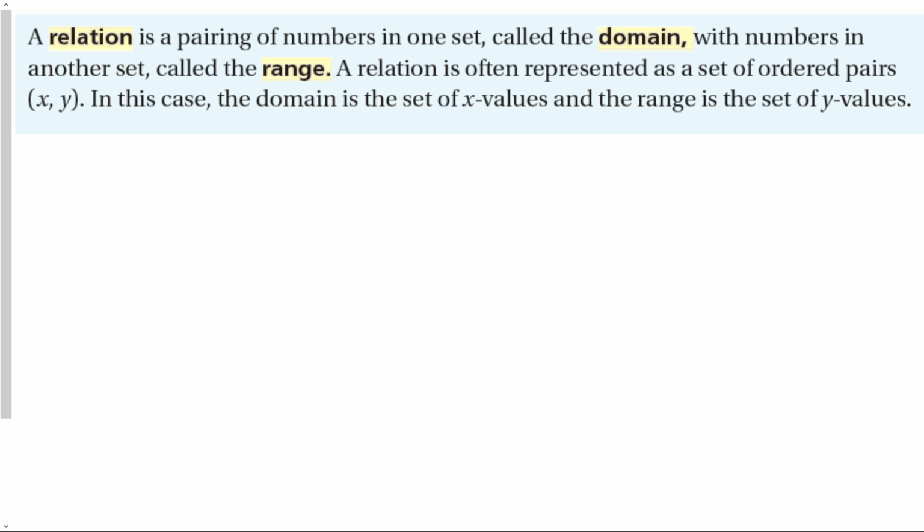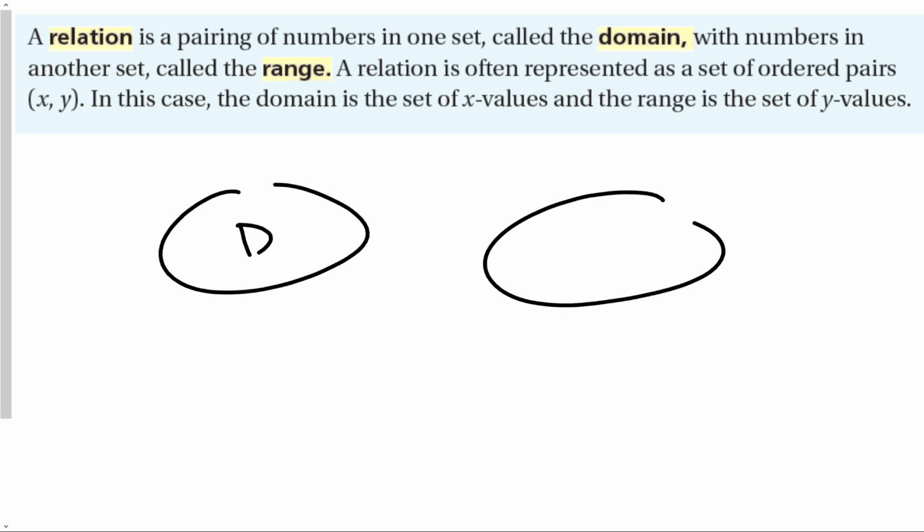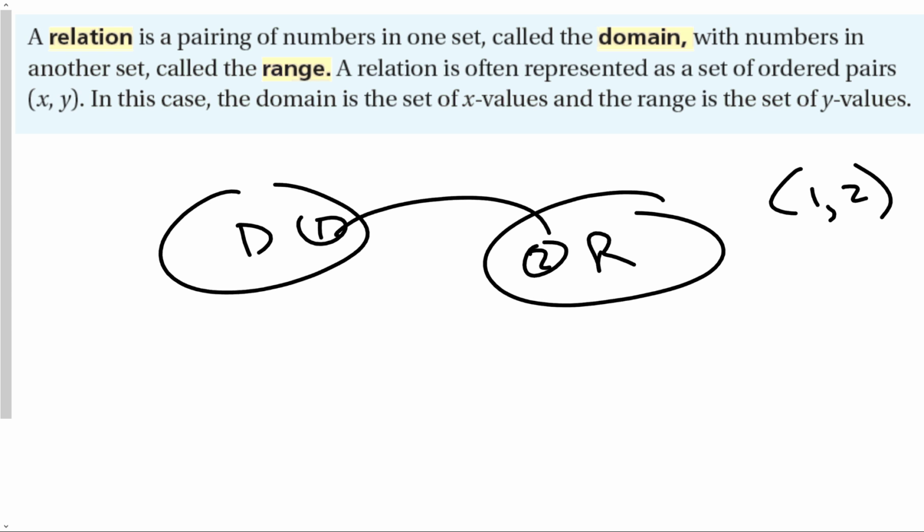Okay, so before we start, we need a little bit of vocabulary. So first, a relation is a pairing of numbers in one set. So it could be anything, could be numbers, could be letters, fractions, decimals, doesn't matter. Okay, we're going to put all the things in one set and we're going to pair them together. The first thing is called the domain with numbers in another set called the range. So in my first set, I have elements of the domain and I have elements of the range, and things in here get paired with things in here to give me an input value and an output value, or an x and a y value.